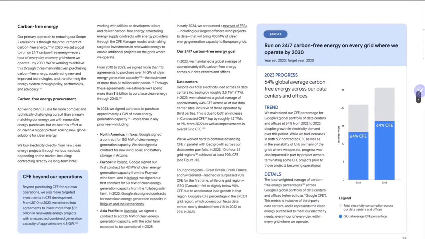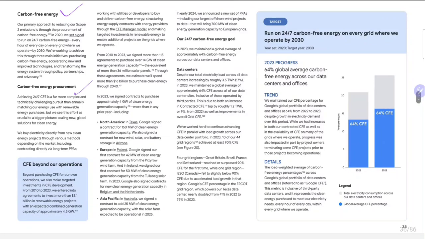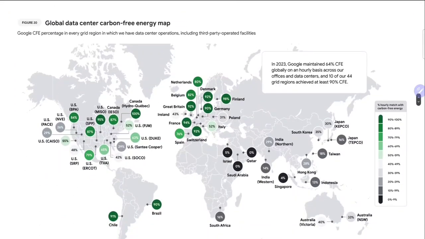let's move forward. There are certain details related to carbon-free energy and its procurement. Okay, what efforts have been laid down at the data centers for this carbon-free energy. And in this figure you see: run on 24/7 carbon-free energy on every grid where we operate by 2030. So they're targeting 2030 now, and 64% global average carbon-free energy across our data centers and offices. 64%, very nice efforts. Okay, then moving on, the details are related to the carbon-free energy map of the global data centers, which is provided here.